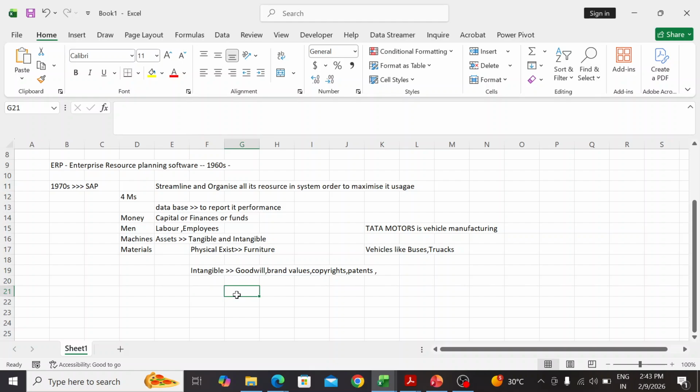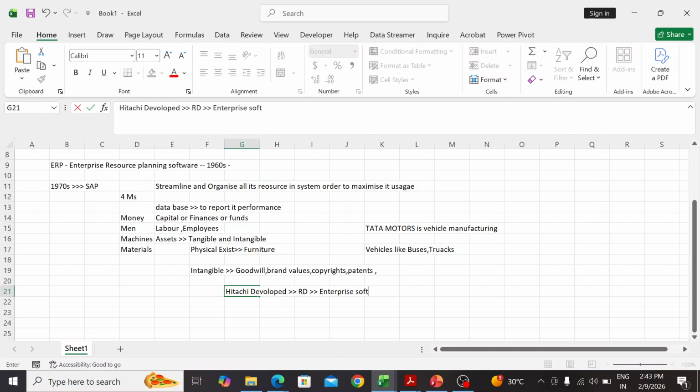Say, for example, our Hitachi developed one software in our organization by doing R&D. We developed one enterprise software. Assume like that.